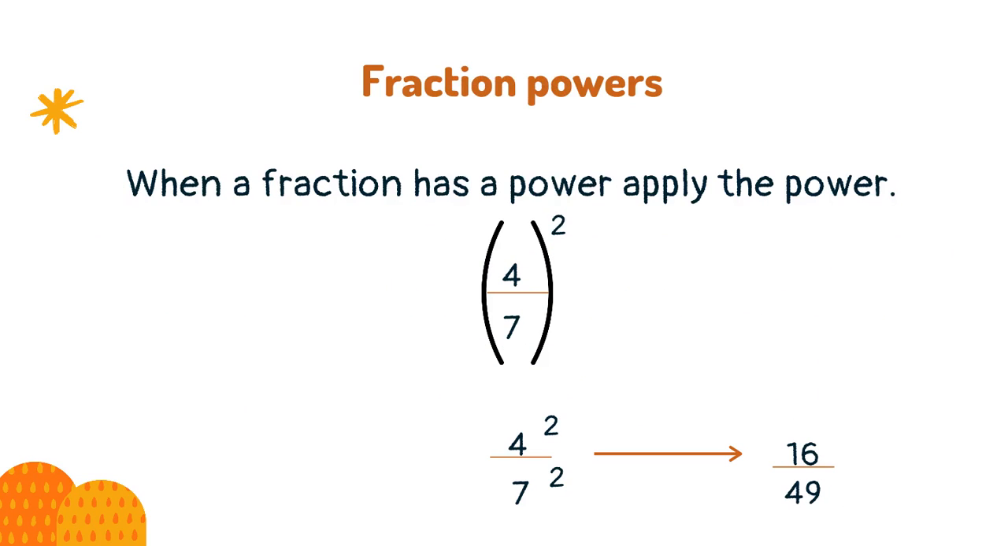When a fraction has a power, apply the power to both the numerator and the denominator if the fraction is in brackets with the power on the outside. If the power only applies to one number, only apply the power to that number. As you can see in the example, the square only applied to the 7, so the 4 remains unchanged.